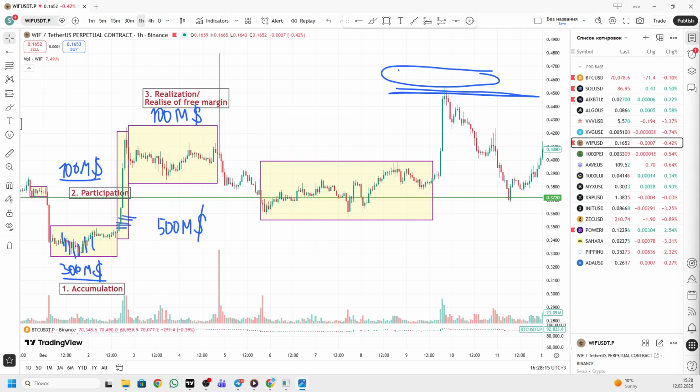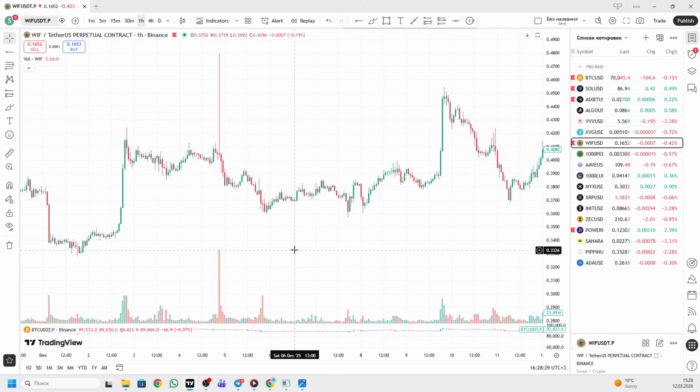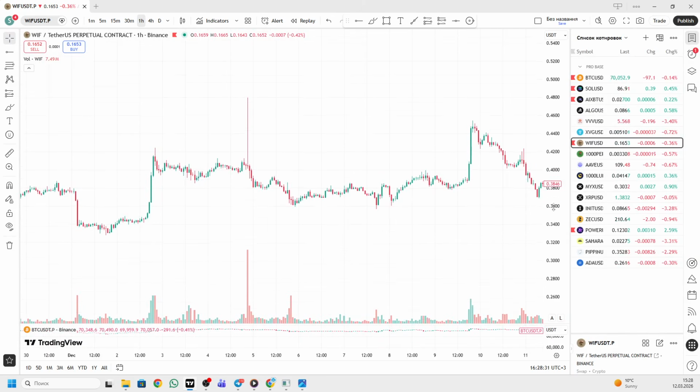That's true. Okay, let's go back here to our chart, and I hope everything is clear about these phases. Okay, let's cancel everything, clean the chart.